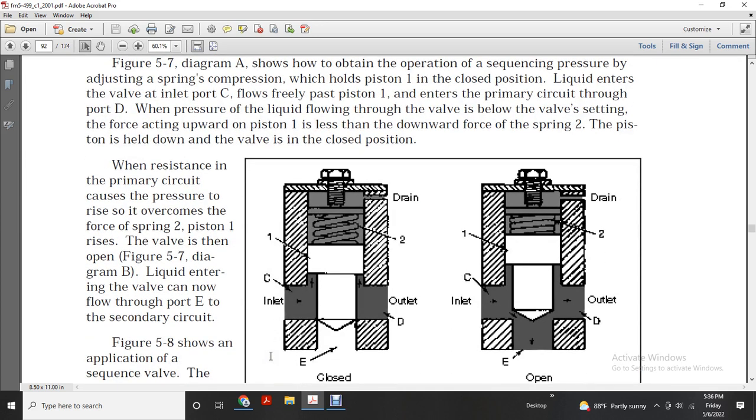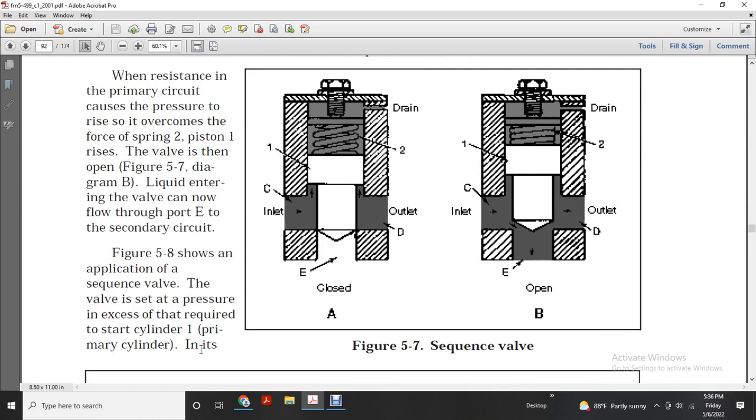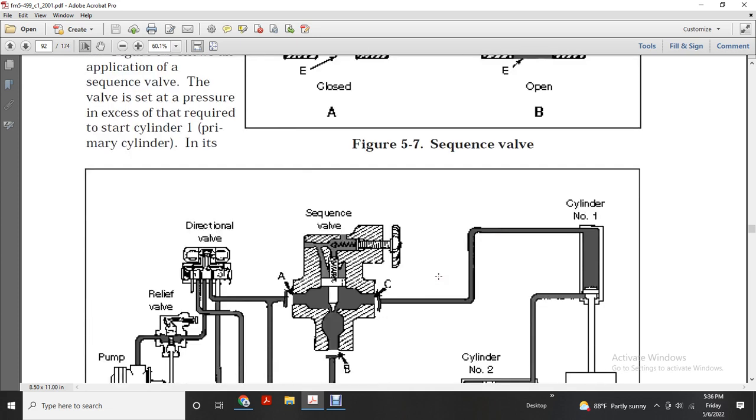When the resistance in the primary circuit is overcome and the pressure rises above the force of spring 2, piston 1 lifts and the valve opens. In diagram B, the liquid entering the valve can now flow through port E to the secondary circuit. This shows the closed and open states, the inlet and outlet ports 1, 2, and 3, and the drain. Open and close sequence valve.